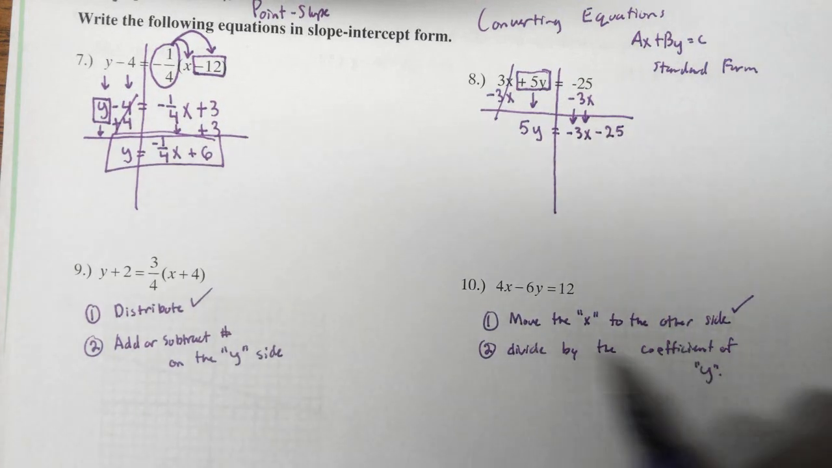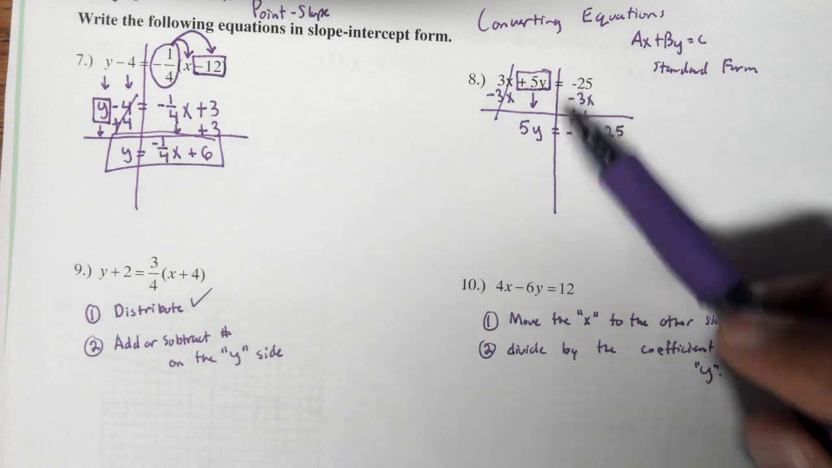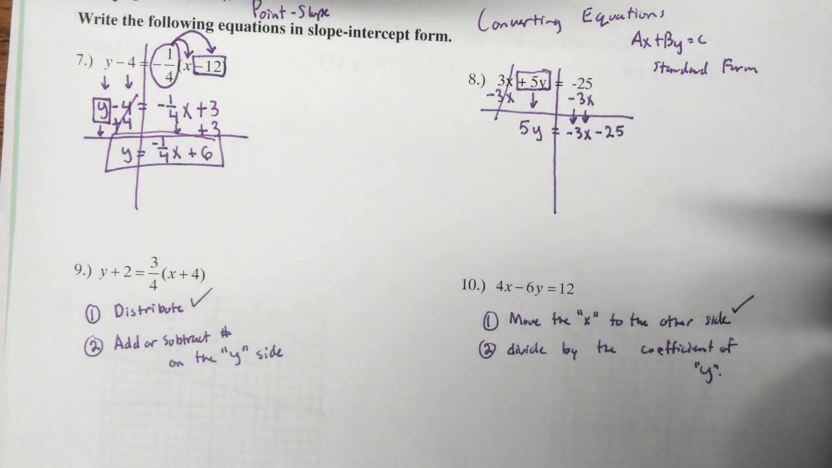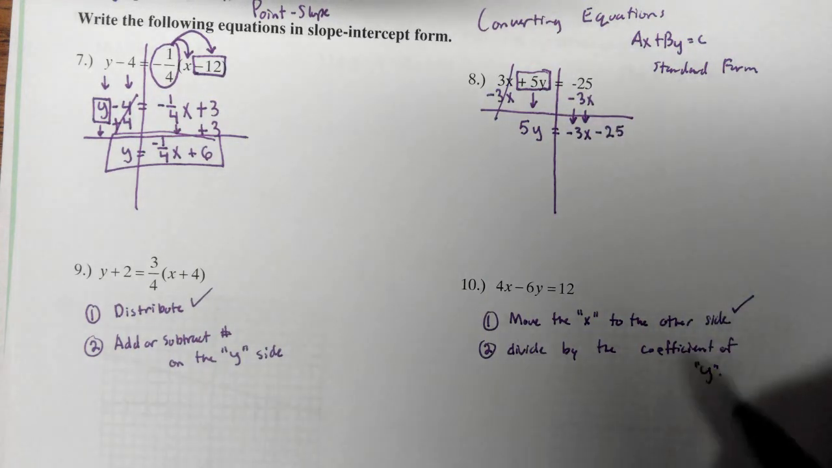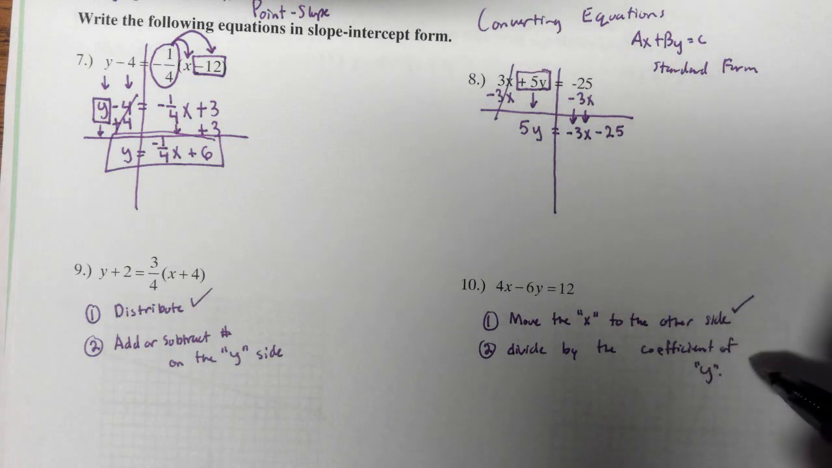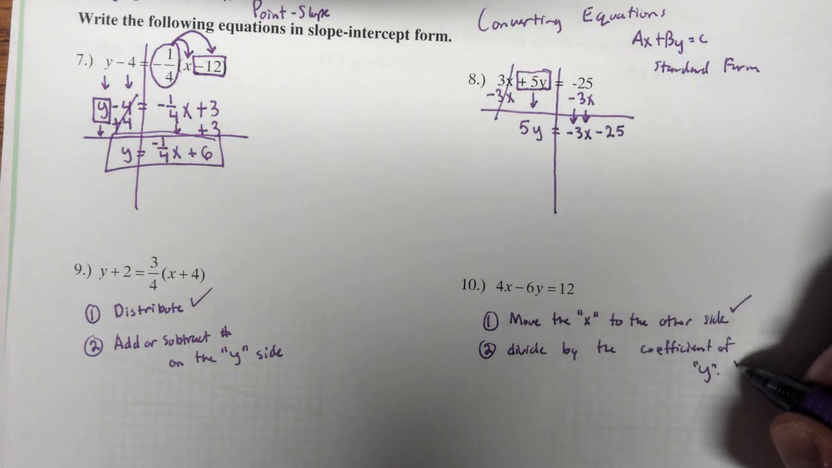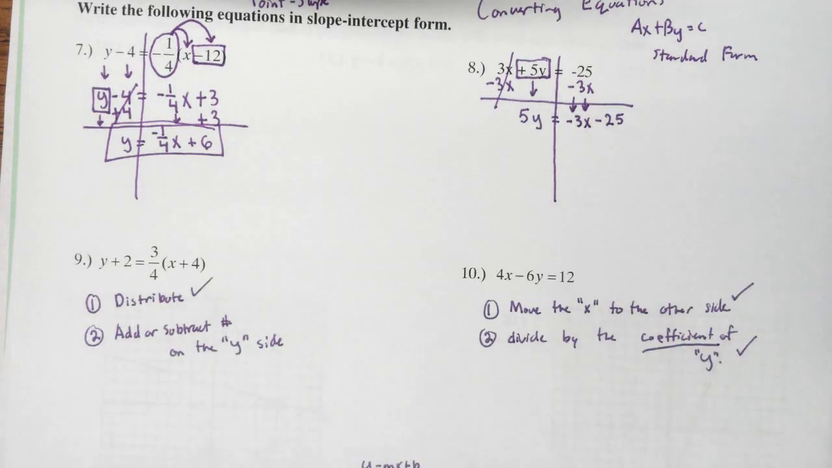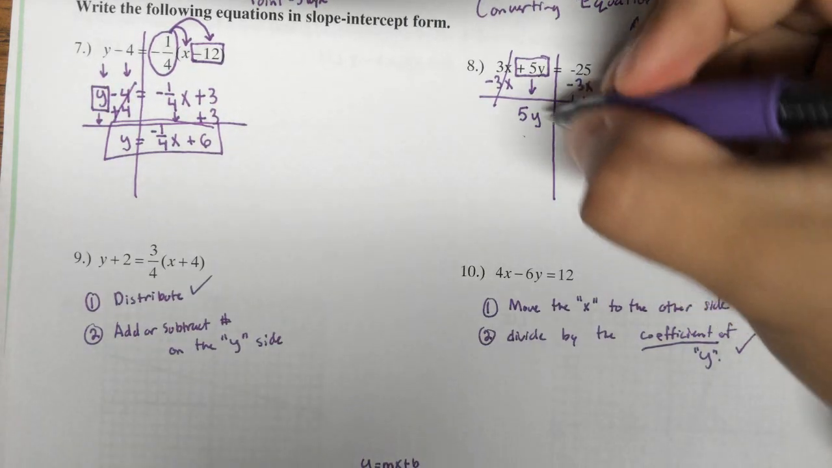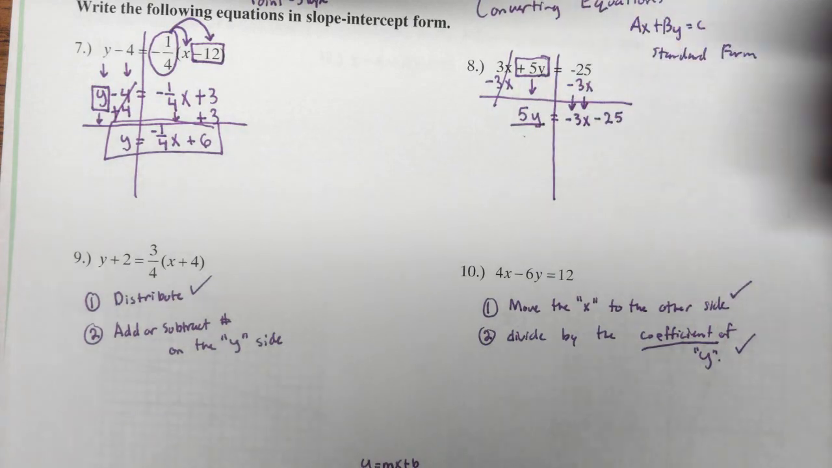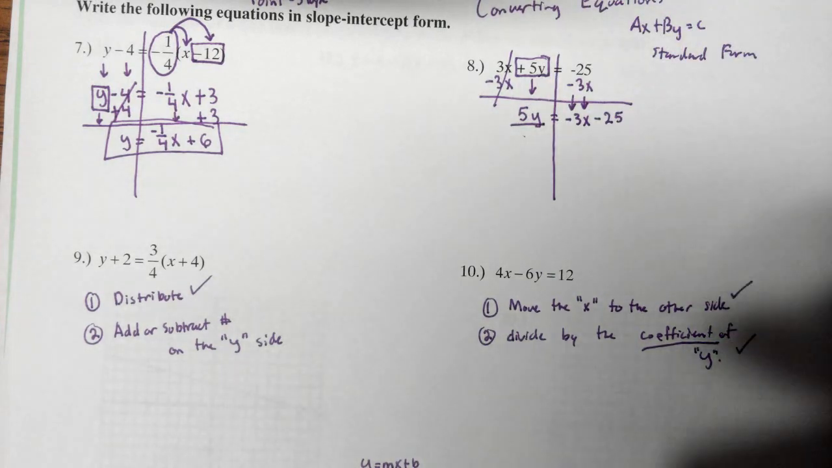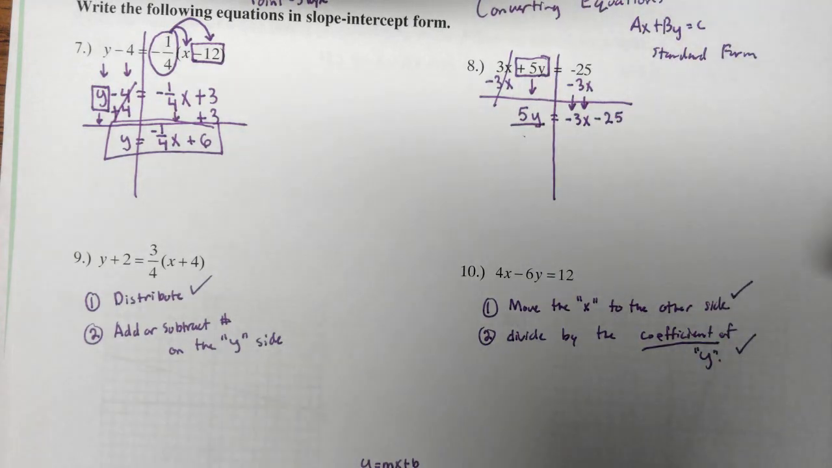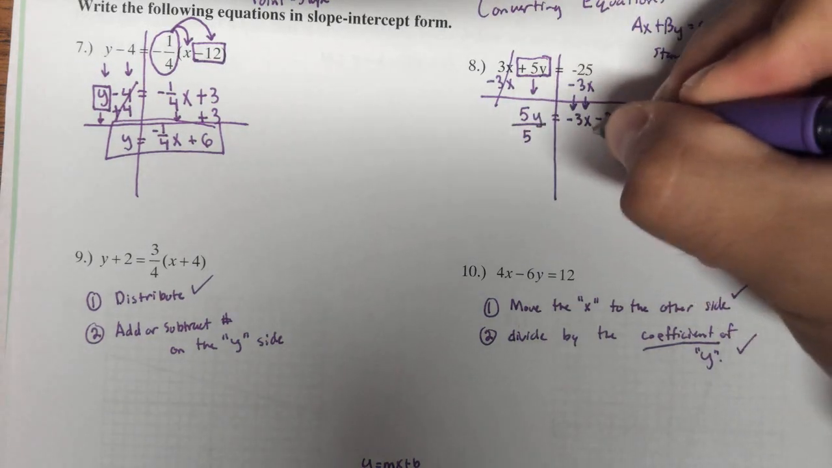Okay, so step 1 done. We've moved the x to the other side. We don't ever combine these either. We always just bring them both down. Okay, so we move the x to the other side. Then we divide by our coefficient of y. Coefficient is just a fancy way of saying the number in front of y. So whatever number's there, that's what we divide by. In this case, it's a positive 5, but if it was a negative 5, we would divide by negative 5. Right, so I divide both sides by 5.